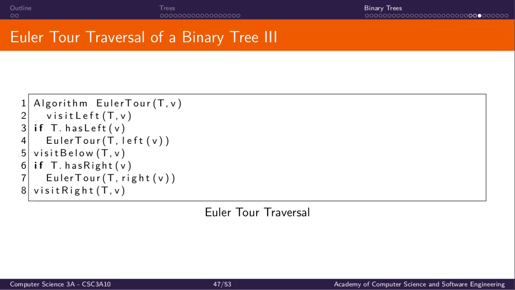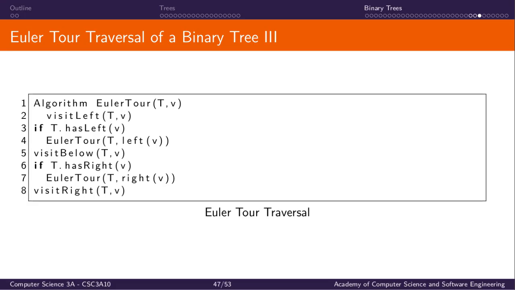Then if V has a left child, remember that we were dealing with a binary tree, we have to loop through all the children. We simply check, is there a left child, then do the appropriate thing; is there a right child, do the appropriate thing. So if it has a left child, then recursively call Euler-Tour on that left child of V. Then we visit V from below.